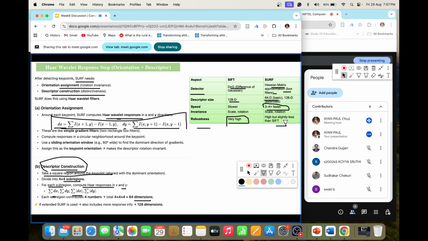Also, if I compare specifically between SIFT and SURF, SURF is faster, because in SURF we are doing approximation and we have fewer descriptor points. So that is why SURF is faster than your SIFT. But it is less robust. No, we cannot say it is very much less robust, but it is approximately less robust than SIFT. Okay, so that is the difference between SIFT and SURF.